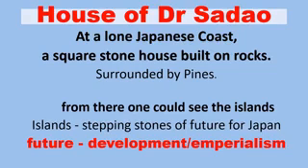Now, Pearl S. Buck, our writer, suggests that it depends on our outlook. Stepping stones could be of development, of progress in a positive manner, and stepping stones could be interpreted as an imperialistic attitude, that Japan wants to spread its empire and its territory in the world. So this was about Dr. Sadao's house, which was built on the rocks at a lone Japanese coast, surrounded by the pines.